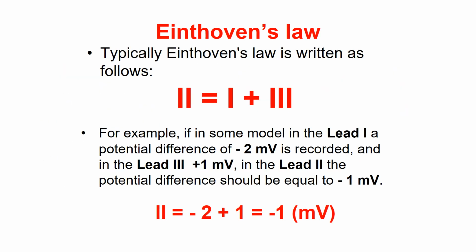Typically, Einthoven's law is written as follows. Lead 2 equals lead 1 plus lead 3. For example, if in some model in the first lead according to Einthoven a potential difference of minus 2 mV is recorded, and in the third lead plus 1 mV, in the second lead the potential difference should be equal to minus 1 mV. Lead 2 equals minus 2 plus 1 equals minus 1 mV.